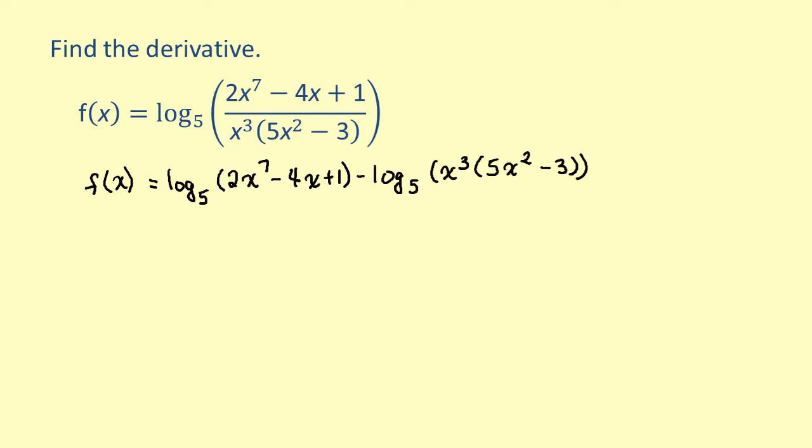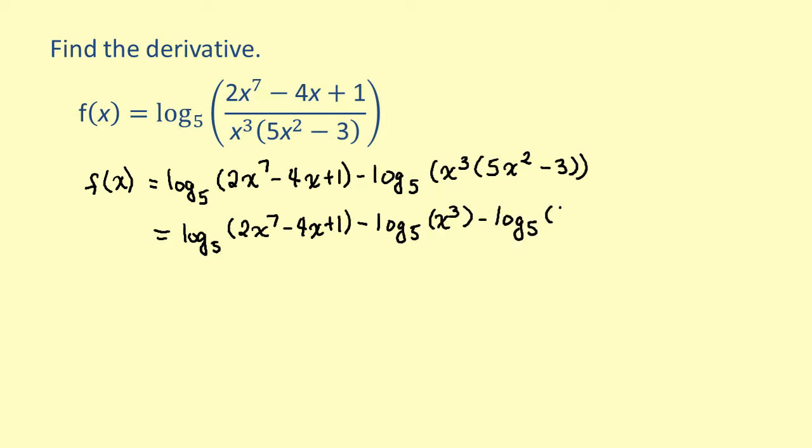There is another rule for logarithms called the logarithm product rule. That states that the logarithm of a product is equal to the sum of the logarithms of the factors. So let's rewrite the second term with this in mind. Remember that the new sum is being subtracted from the first logarithmic term, so distribute the negative sign throughout. We now have f of x equals log base 5 of the quantity 2x to the 7th power minus 4x plus 1 minus log base 5 of x cubed minus log base 5 of the quantity 5x squared minus 3.